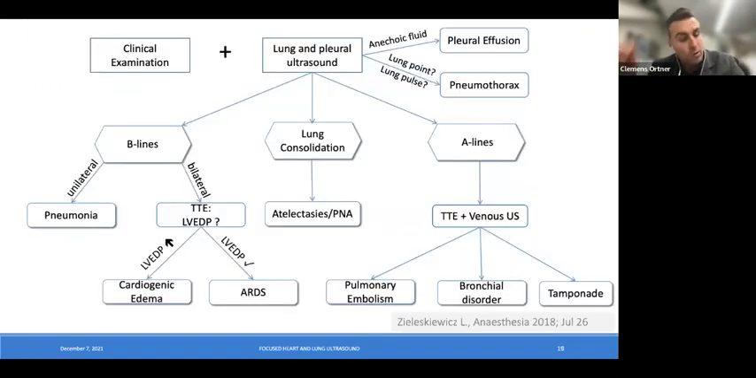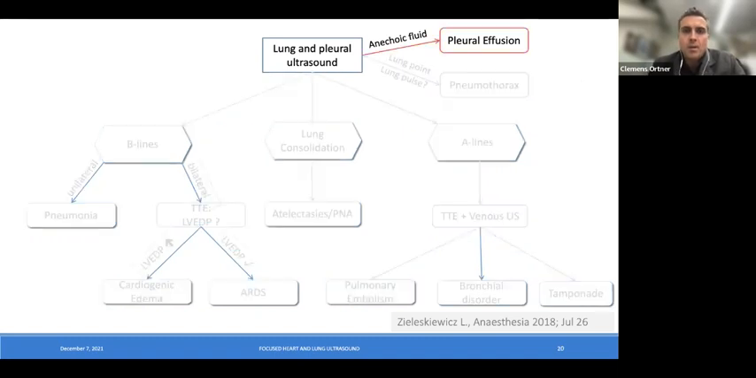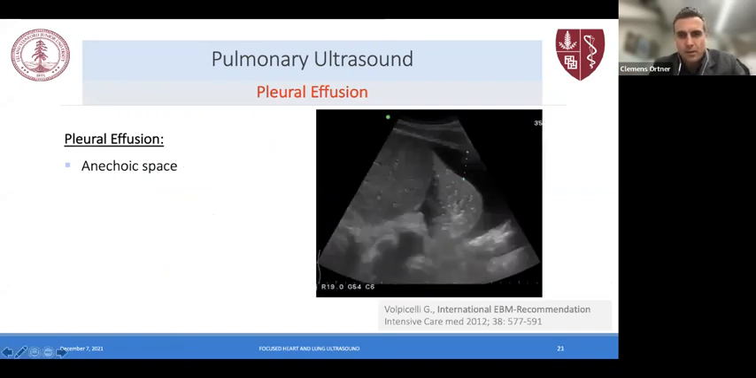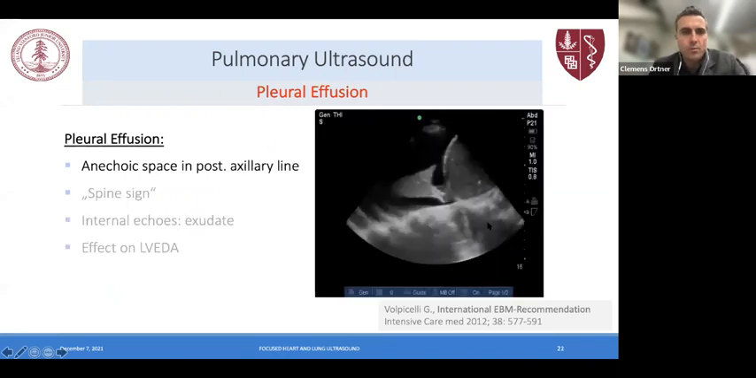Okay, so this now looks a little bit busy, but with this lecture we will go through this algorithm, which uses pulmonary ultrasound together with TTE in a patient that is acutely dyspneic. First, we put the probe on the chest, and how does pleural effusion look? Pleural effusion is in general very easy to diagnose. You see here this black anechoic space. This is pleural fluid.